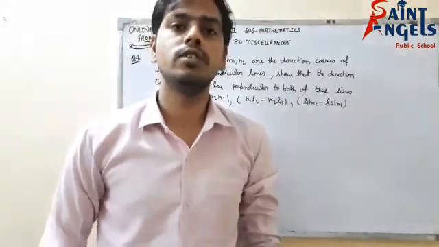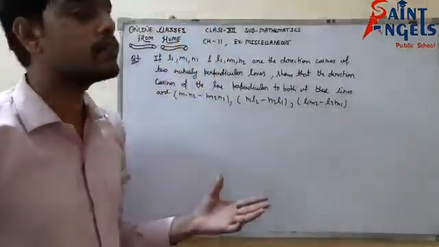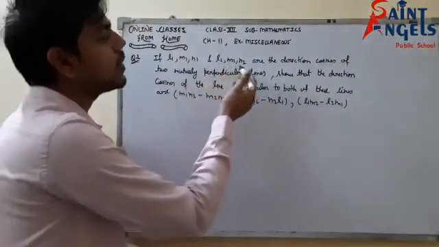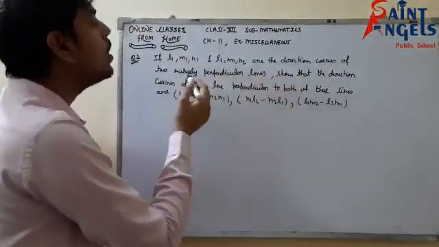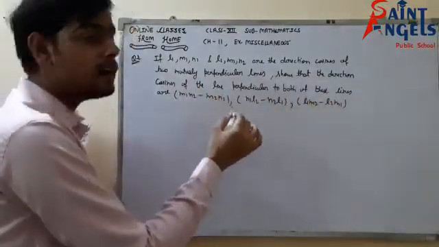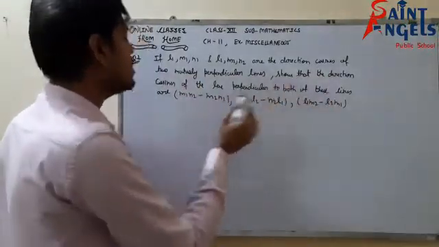So today we are going to start exercise 11. The first question is: if l1, m1, n1 and l2, m2, n2 are the direction cosines of two mutually perpendicular lines, show that the direction cosines of the third line which is perpendicular to both these lines are these.